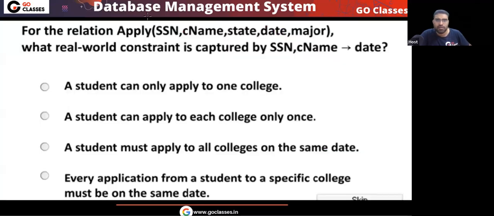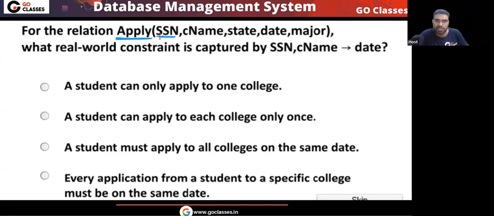Okay. So let's solve this question. Tell me the answer for this question. A very nice question to help you understand what is functional dependency. What is the meaning of functional dependency? Understand the meaning of functional dependency. So there is a relation Apply, application form. For example, when you apply for the colleges after the GATE exam, you do the counseling, right? Okay. So this is your Apply.